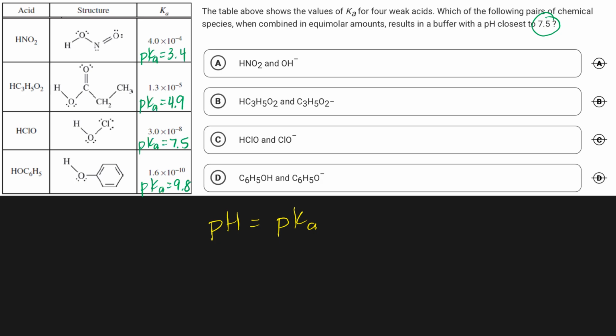And when we get the pKa's of all of our acids, we can see that HClO produces a pKa that is equal to the pH. So the answer for this question would be C.